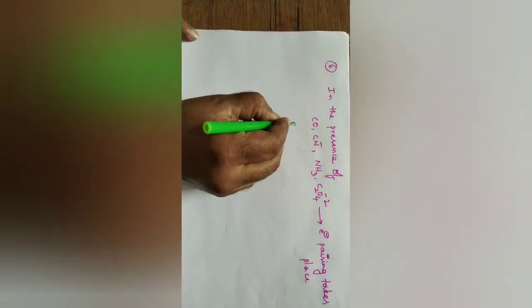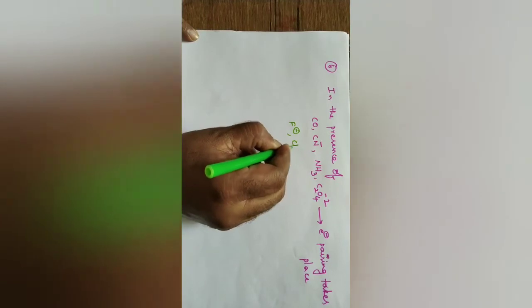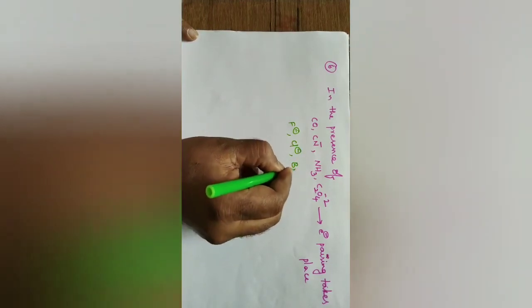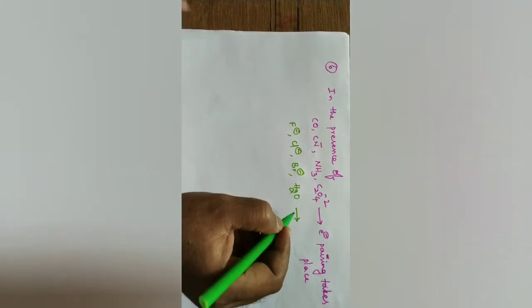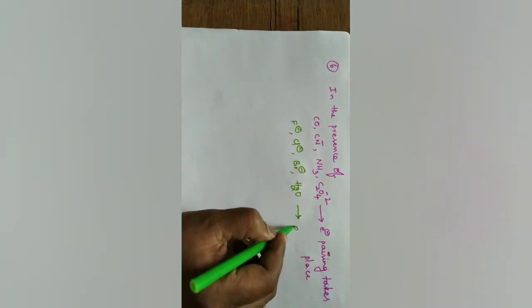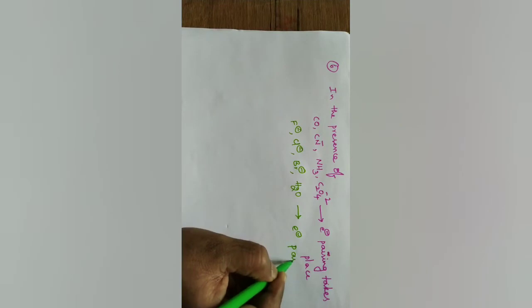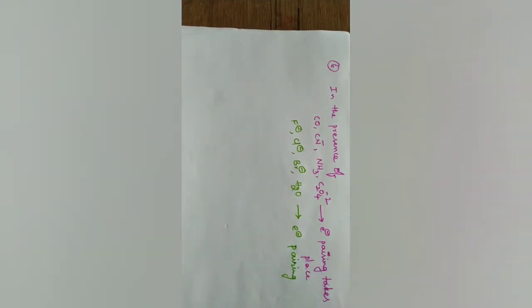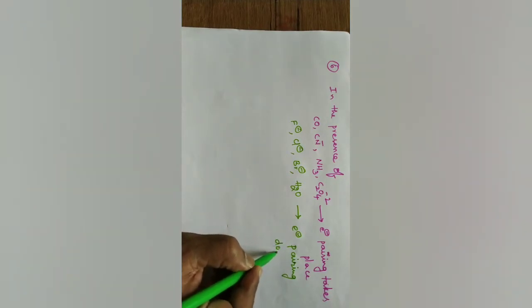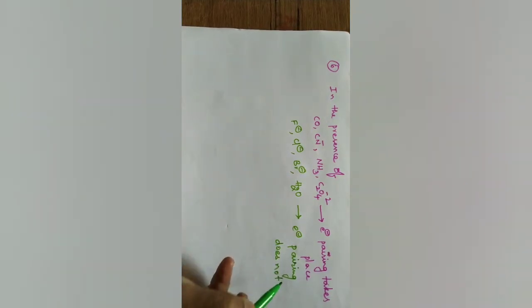In the presence of fluoro, chloro, bromo, and water, electron pairing does not take place.